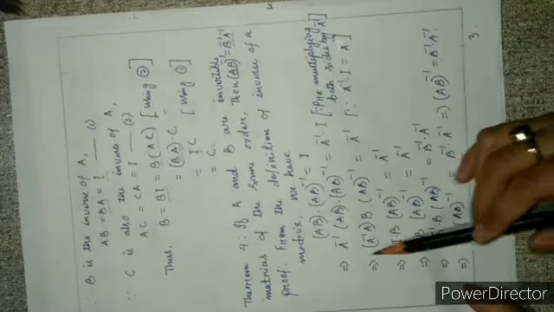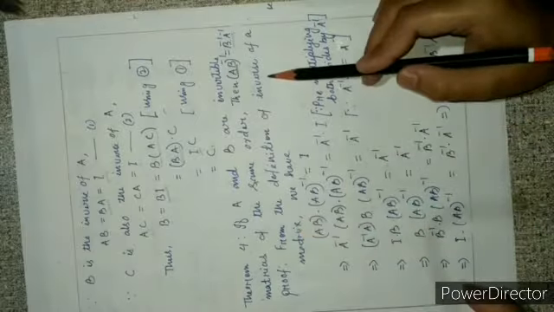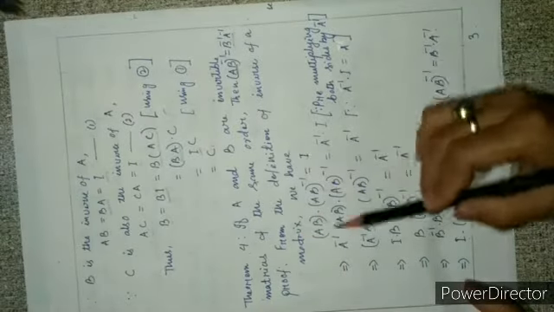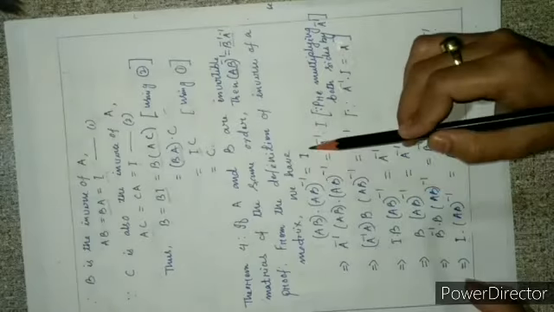Then let's prove this theorem. Proof: from the definition of inverse of a matrix, we have AB into the inverse of AB. It will be equal to I.